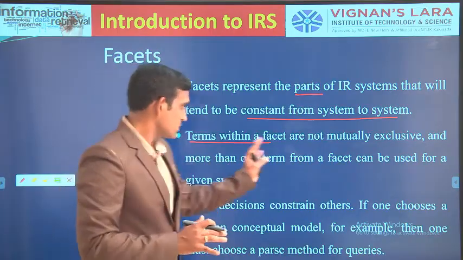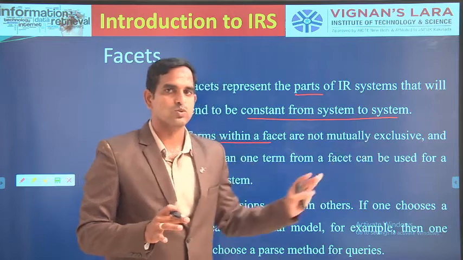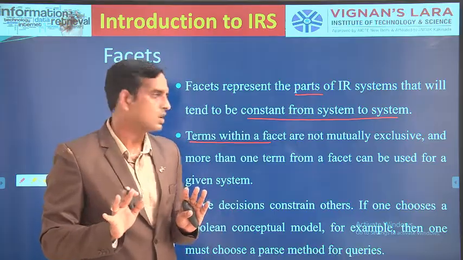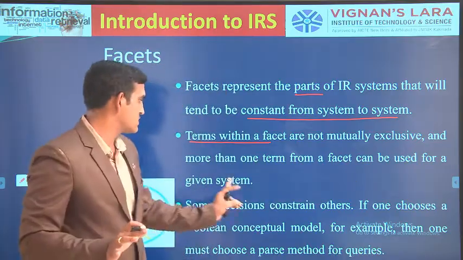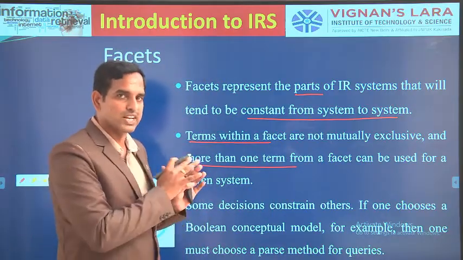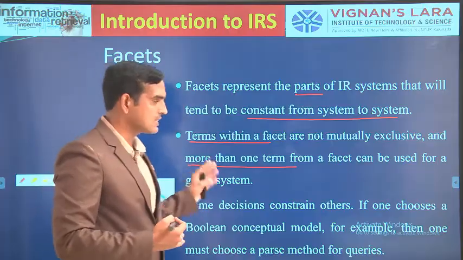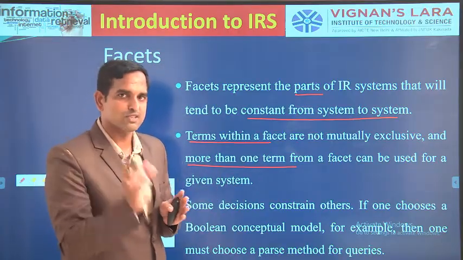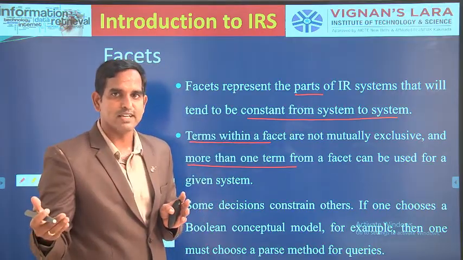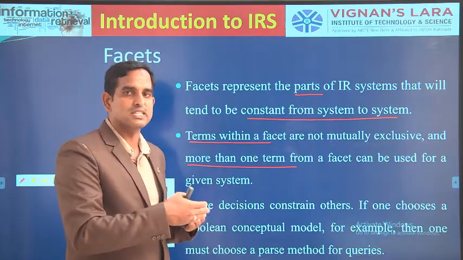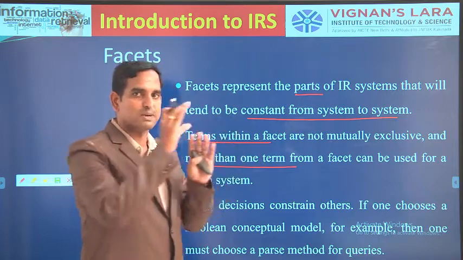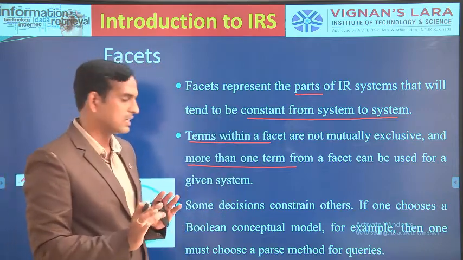Okay, so terms within the facets are not mutually exclusive. That is, more than one type of thing can be present in one system. They are not mutually exclusive, and they can be used for a given system. That is, more than one type or more than one term could be used for a given system. We will go for an example regarding this. We will be having terms for each facet. That is, if you are taking the facet as hardware, we will be having different types of hardware. So more than one type of hardware could be present in one system. Those are not mutually exclusive. It doesn't mean one type of hardware should be present only in one particular information retrieval system.